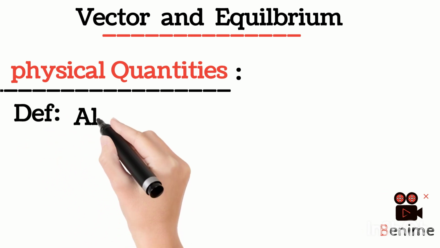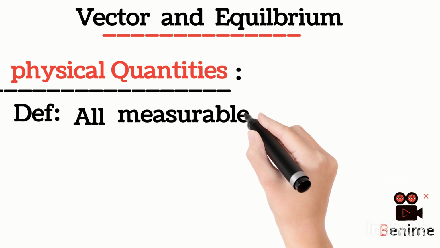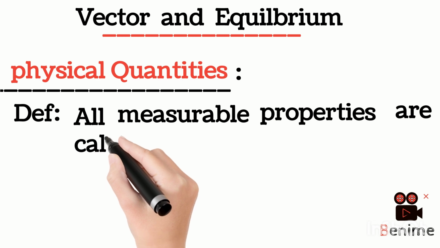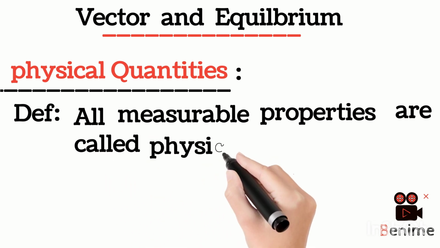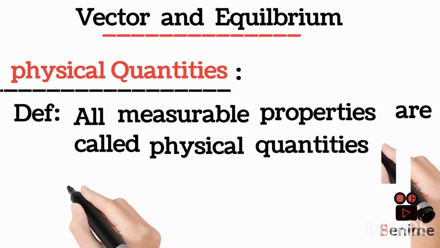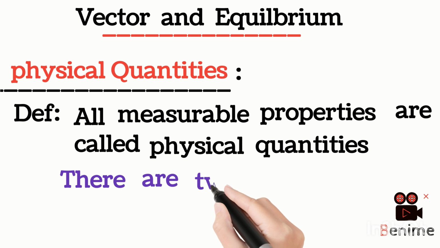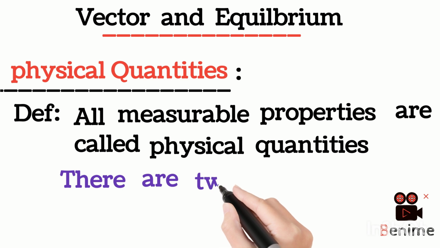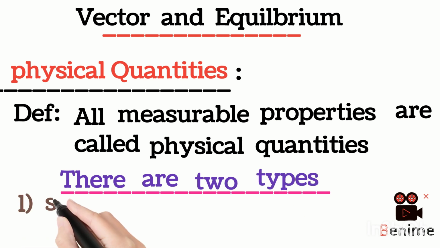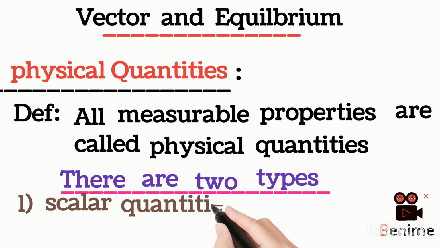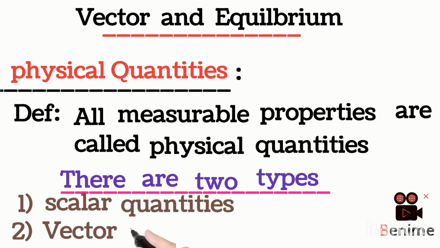Definition. All measurable properties are called physical quantities. There are two types. First, scalar quantities. Second, vector quantities.